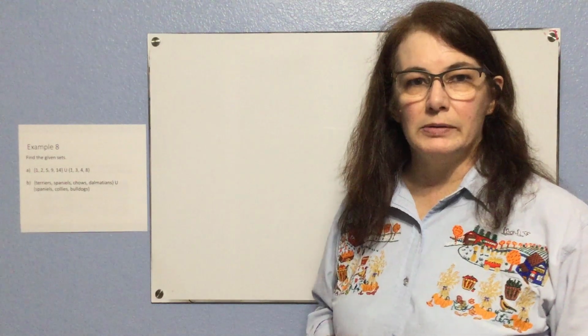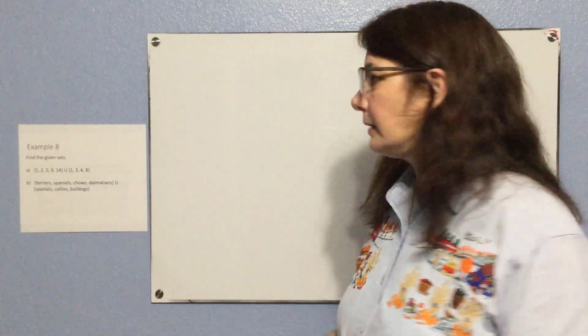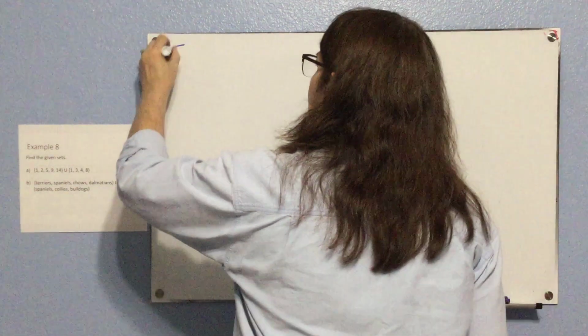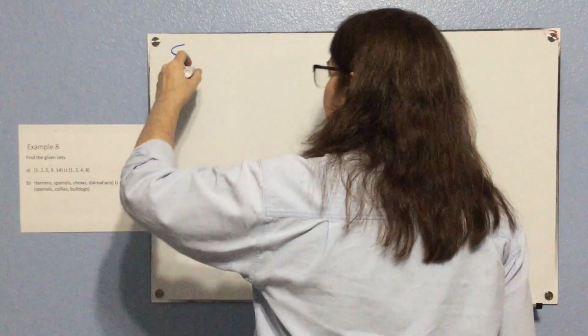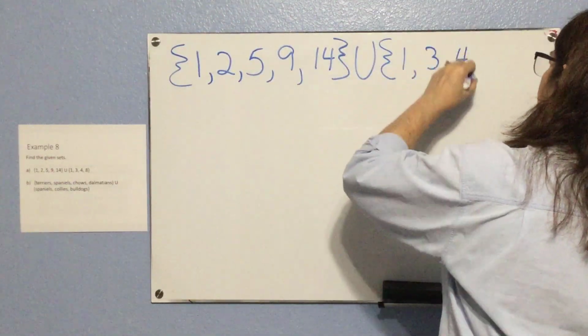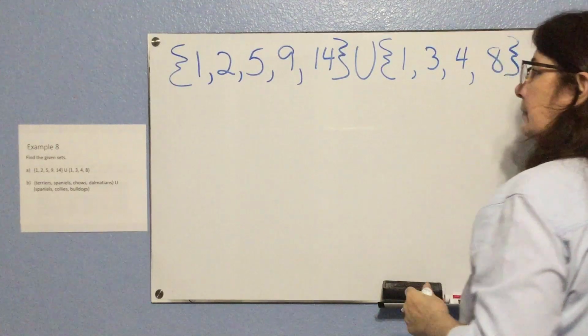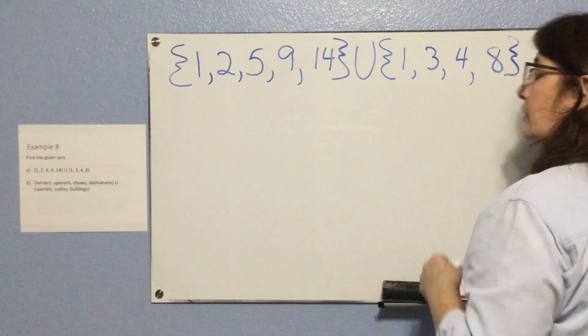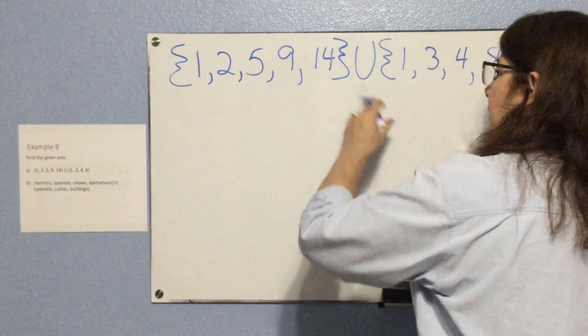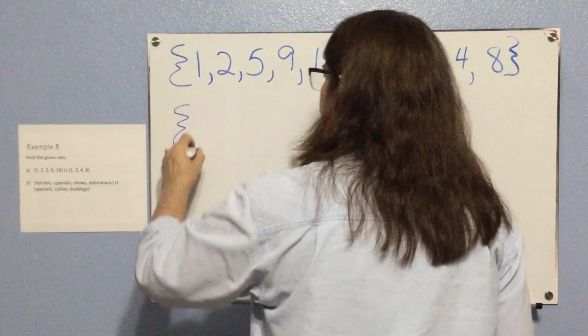We're going to start with some new sets now and look at union. So here's my first set, union. And I think sometimes the easiest way to make sure that I get everything is to start with one set, and I'll start with the larger one.